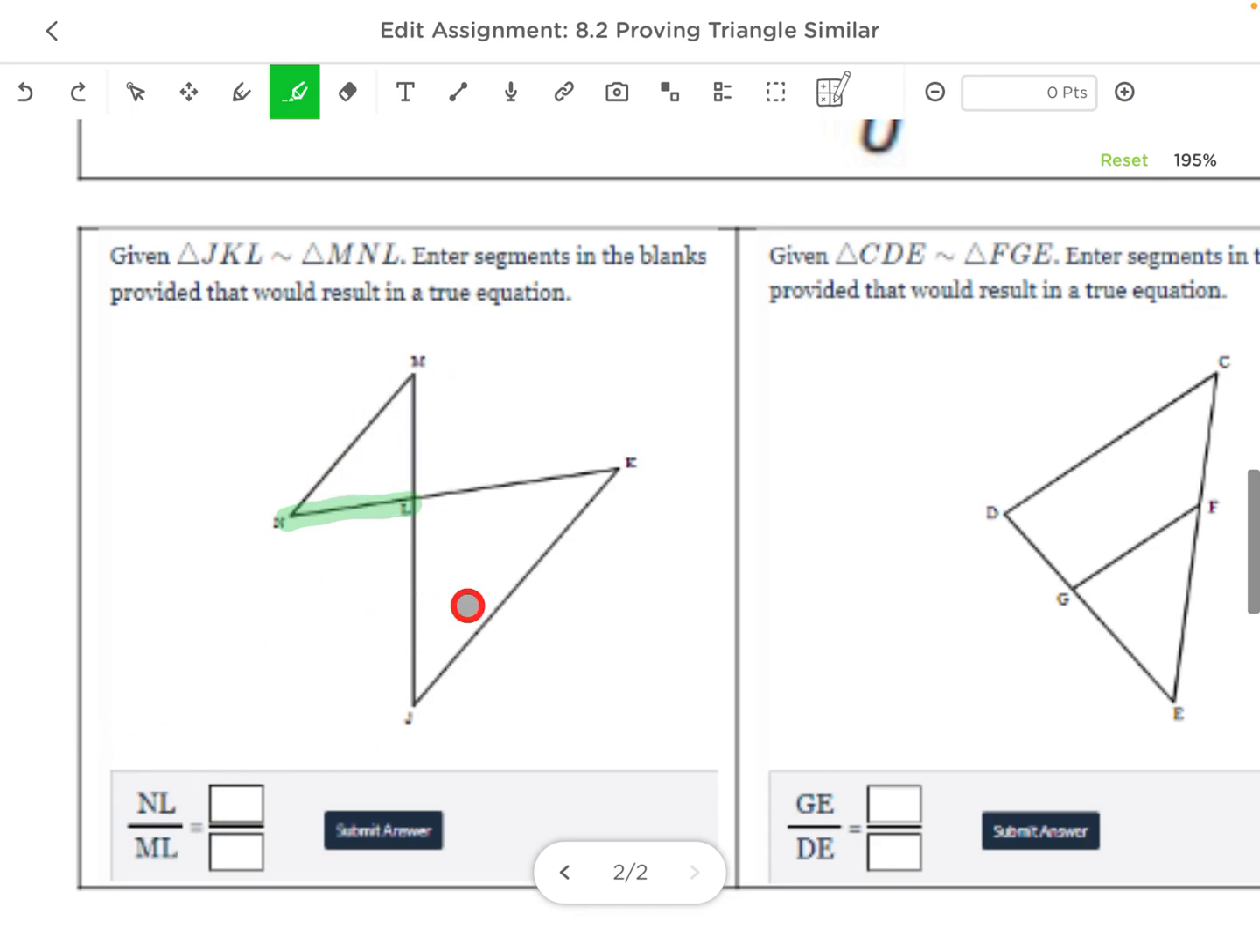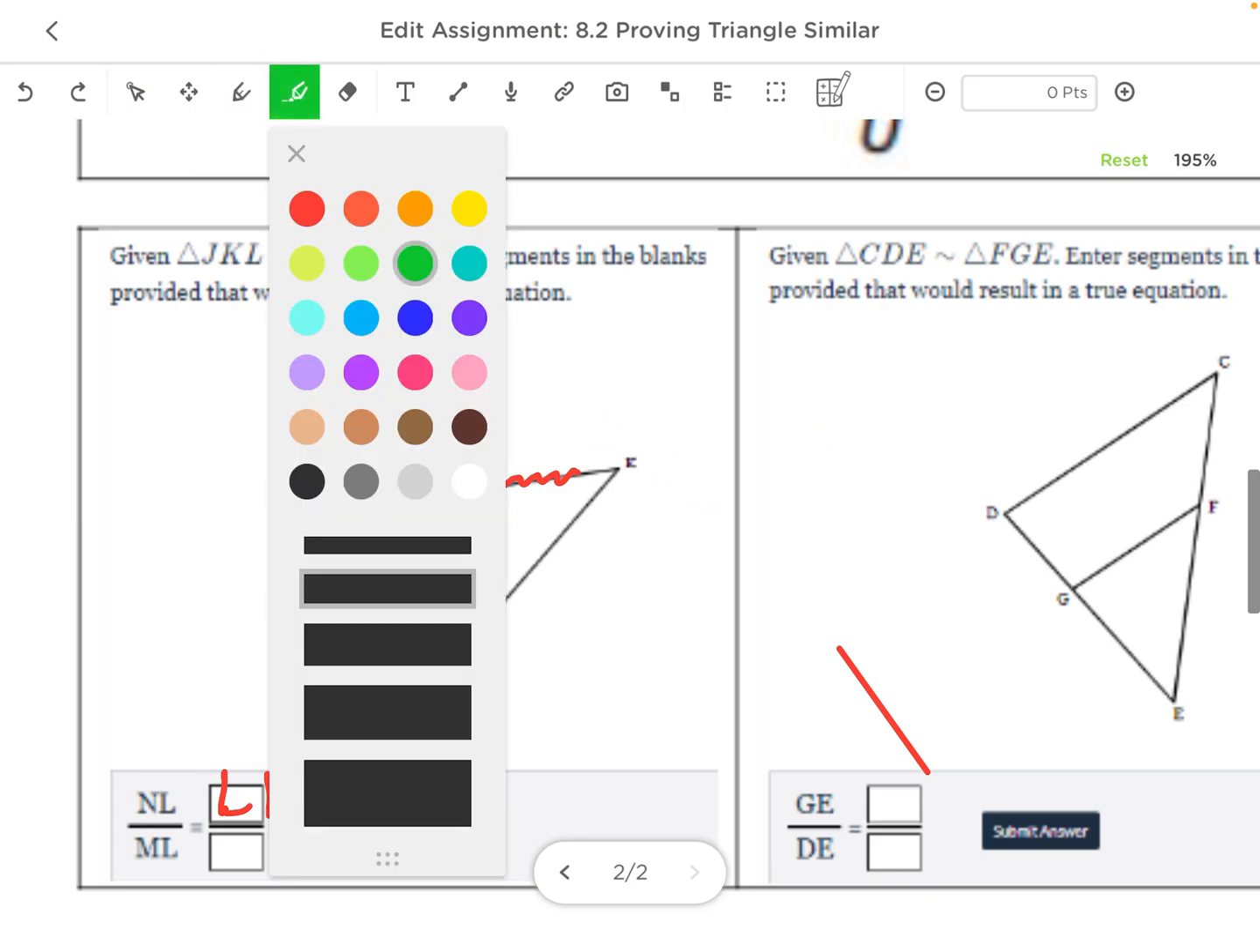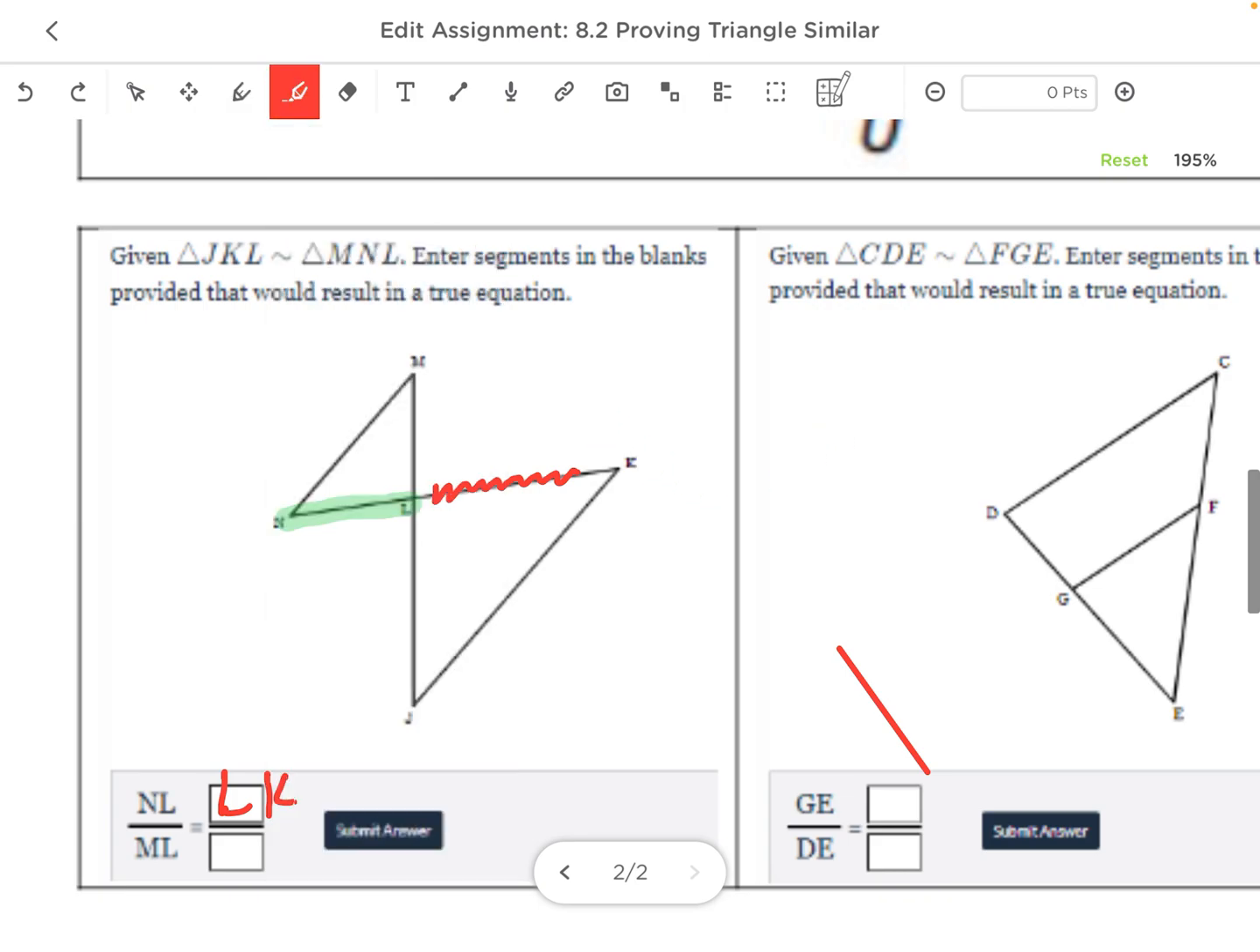So over here, what would correspond? Whenever we have it like this is the way we can tell. The one that corresponds is going to be on the other side. So this one right here. Okay, so that's going to be LK or KL, right? So LK. All right, so now that we're getting the hang of this, let's think about the other one.